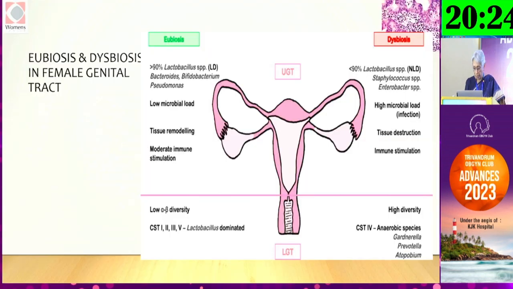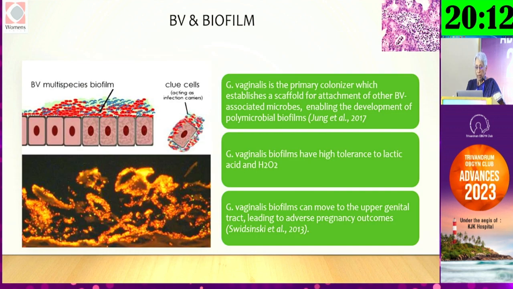Slideshow, can you change it? Yeah. So from eubiosis, by the time you go for a dysbiosis, why is it moving on its own? Okay. Has it got an auto mode on or something?